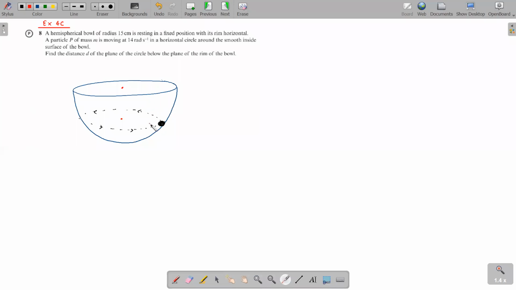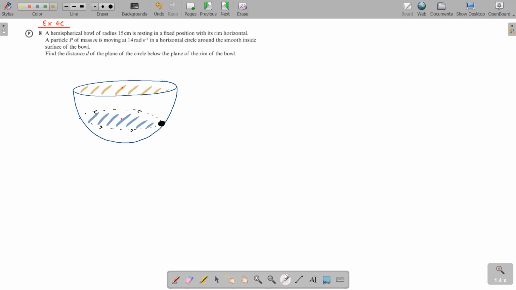So the plane of the circle is this, because this is the circle that the object is moving in, right? So when they say plane of the circle, this is the plane of the circle. Are you guys with me? And then they are asking about the plane of the rim of the ball. This is the rim of the ball. Can you see? So the plane of the rim of the ball is this one.